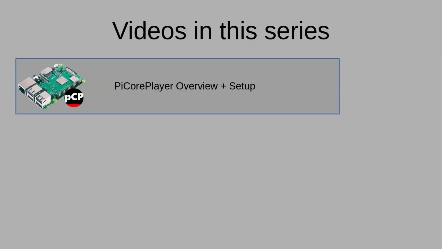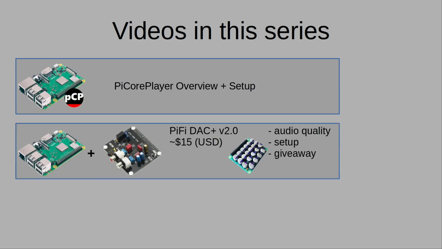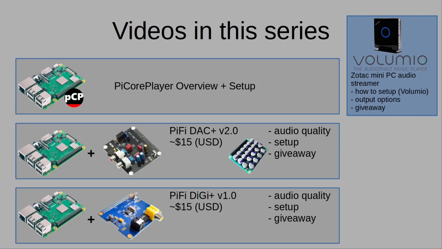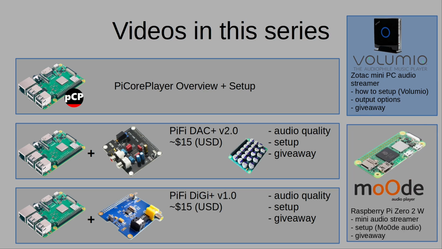I've got a few videos in the series, so the first was an explanation of PiCore Player and a walkthrough of how to set it up. Next, I reviewed and gave away a $15 Pi-Fi DAC hat. After that, I reviewed and gave away the $15 Pi-Fi Digi Transport hat. In this video, I'll walk through how to set up Volumio Audio Streamer on an old PC. And finally, I'll give away a Raspberry Pi 02W and provide a walkthrough of how to set up Moode Audio Streamer on it.